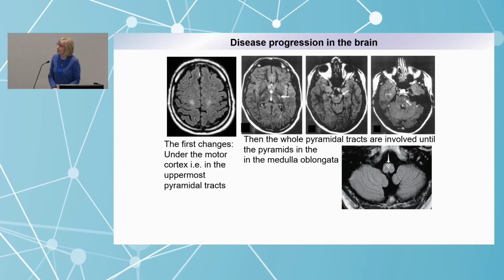In those asymptomatic patients, we can see how this disease developed. The first changes were always seen just under the motor cortex in the upper part of the pyramidal tracts. Then they spread downwards along the tracts through the internal capsule, cerebral peduncles, the pons, and medulla oblongata.